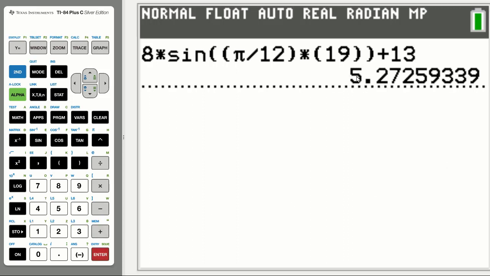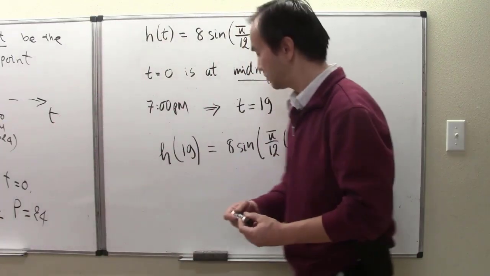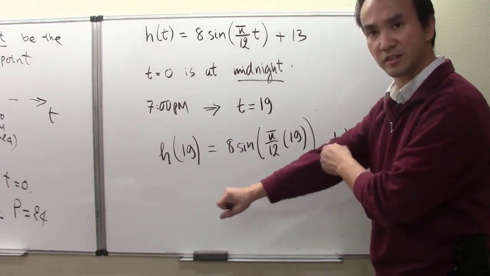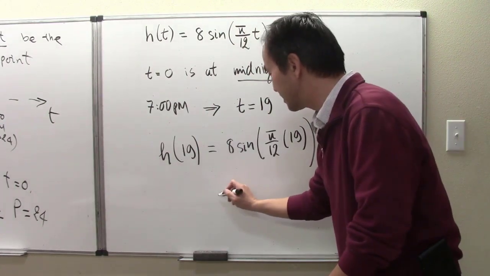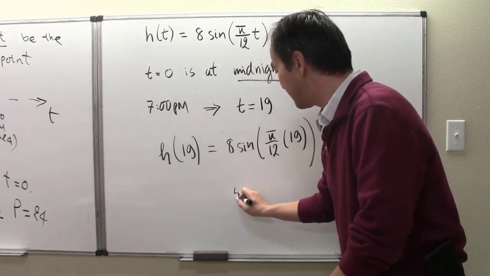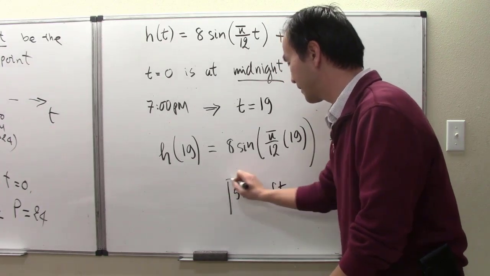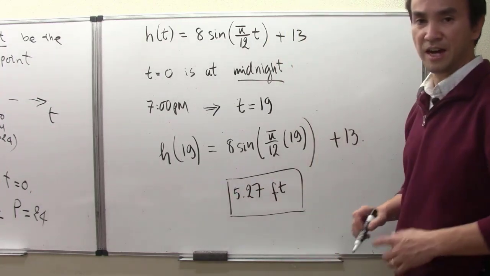So it comes out 5.2725 and a lot longer. And so to make it simple, I'll just round to 2 decimal places in this lecture. So that's making it, the height at 7 p.m. is predicted to be 5.27 feet. And that's how we have come to our answer.